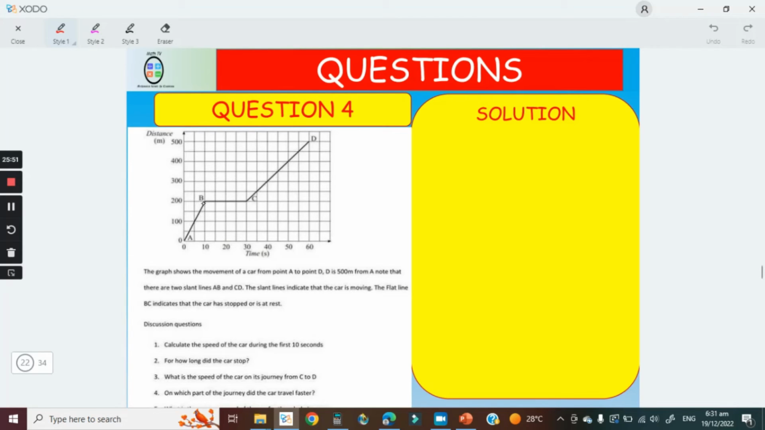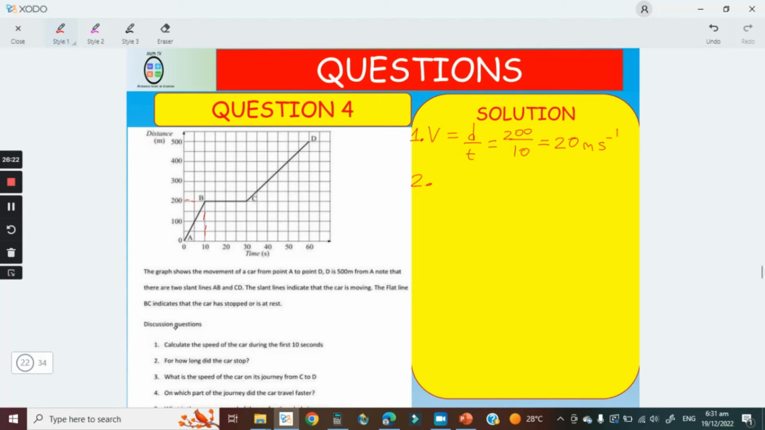No problem. So in the first 10 seconds, how do we work out speed? Speed is distance divided by time. So in the first 10 seconds, see it here, the car traveled 200 meters in 10 seconds. 200 divided by 10 is 20. So that is 20 meters per second. That's the speed. Now, that's question 1.